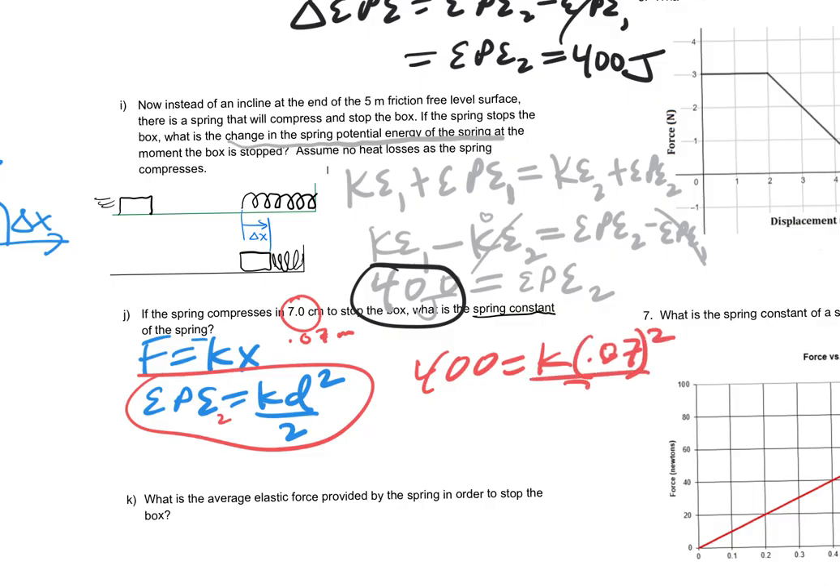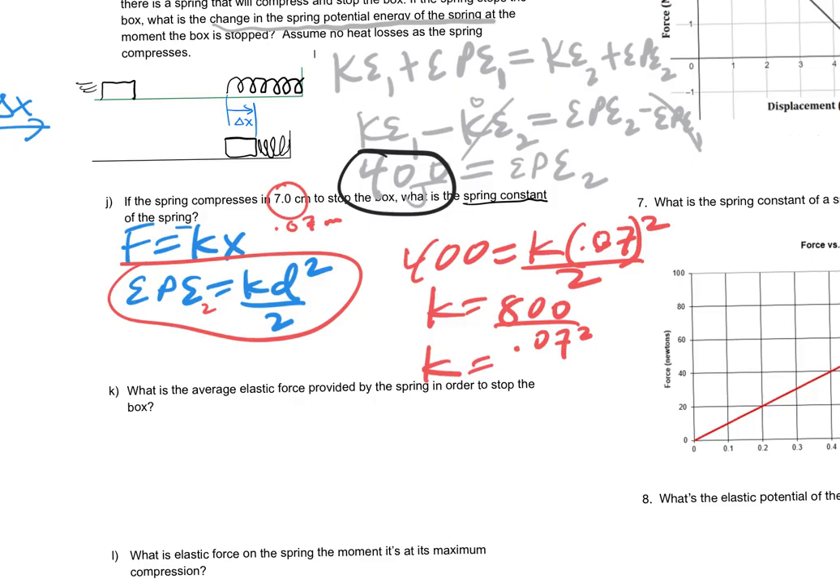Squared over 2. So k equals, cross multiply, divided by 0.07 squared. So I get 163265. I'm just going to round that up to 160,000 newtons over meters. Newtons over meters, not newton meters, is the unit for k.